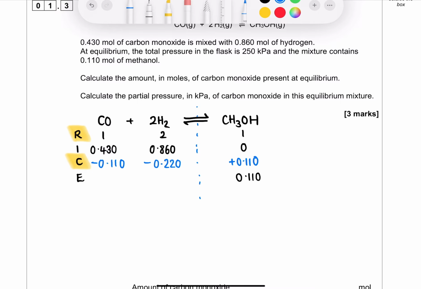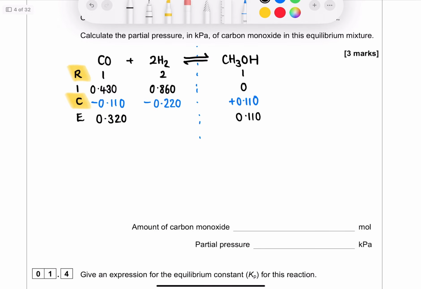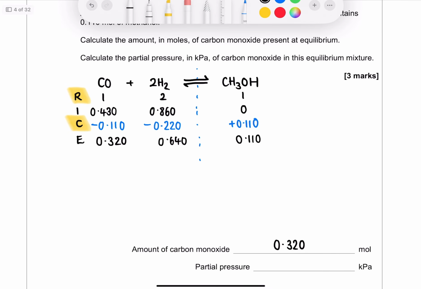The question is asking us for the amount of carbon monoxide. So we would do 0.43 minus 0.11 and we get an answer of 0.320. You could work out the other value. It doesn't ask you to do that in this particular question, but that would be 0.640. We're asked for the amount of carbon monoxide, 0.320 moles.